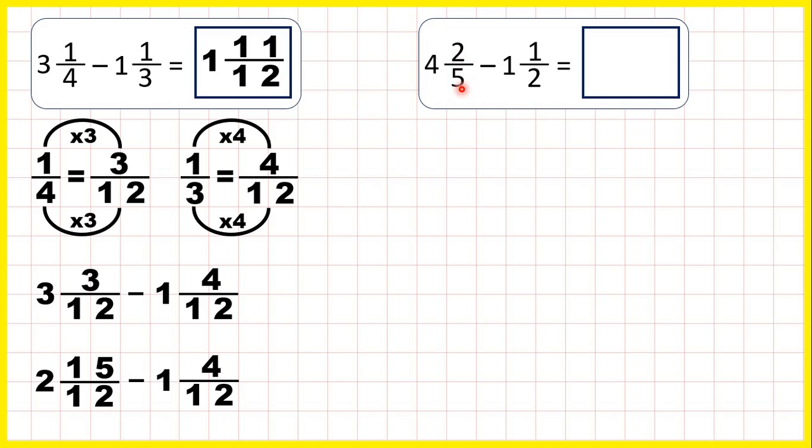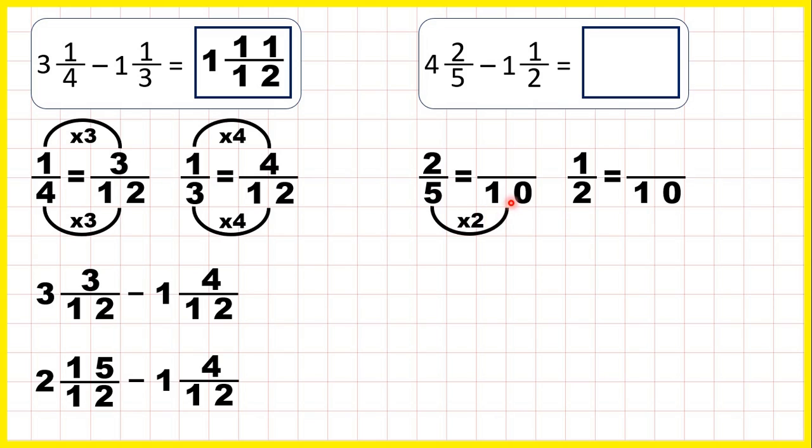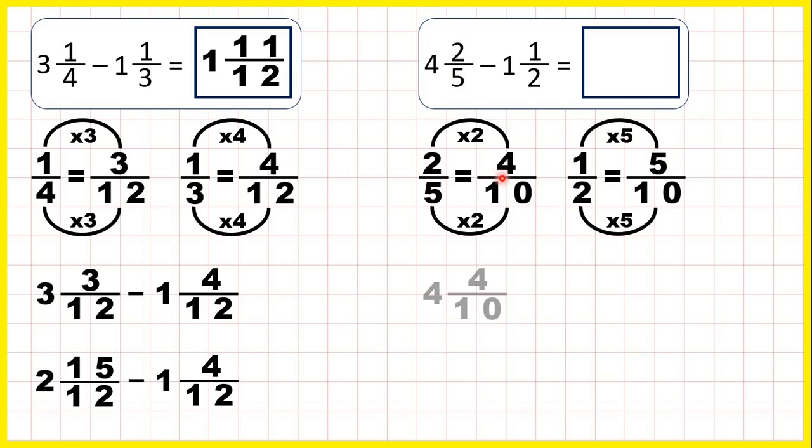Now 4 2/5 minus 1 1/2. So we need our fractions to have the same denominator. 10 is in both the 5 and the 2 times table, so we can use 10 as our common denominator. 5 times 2 is 10, 2 times 2 is 4, 2 times 5 is 10, 1 times 5 is 5. So we can rewrite our question. Instead of 4 2/5, we can write 4 4/10, and instead of subtracting 1 1/2, we can subtract 1 5/10.